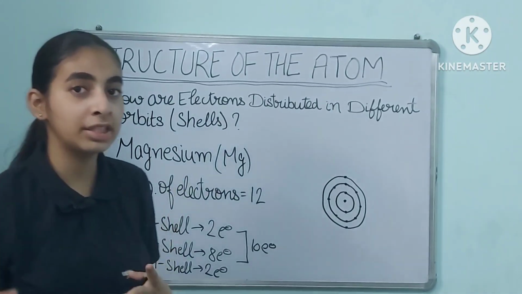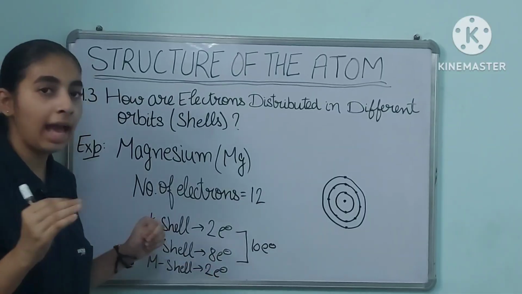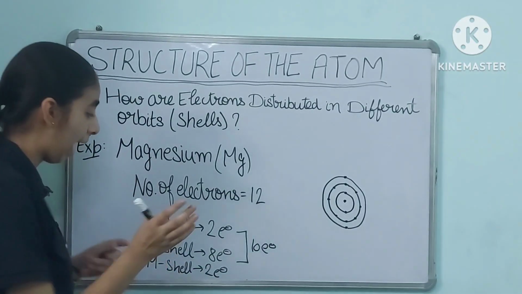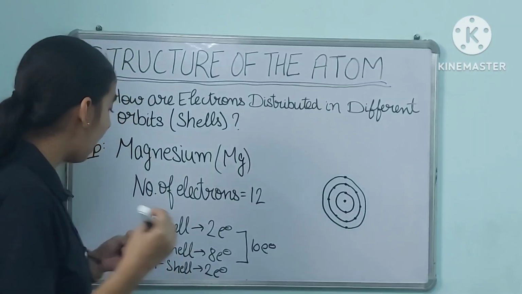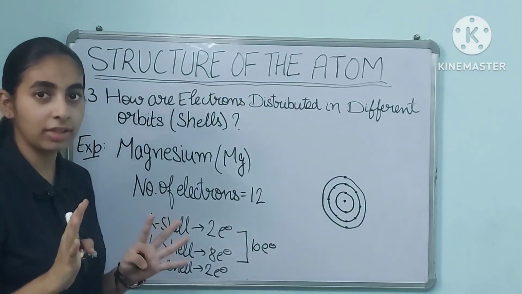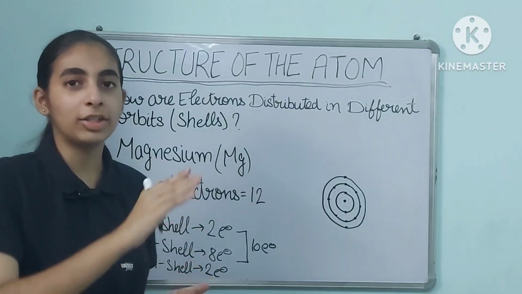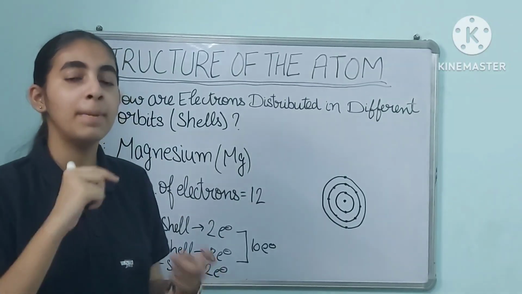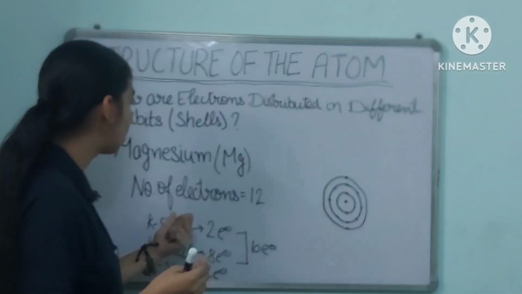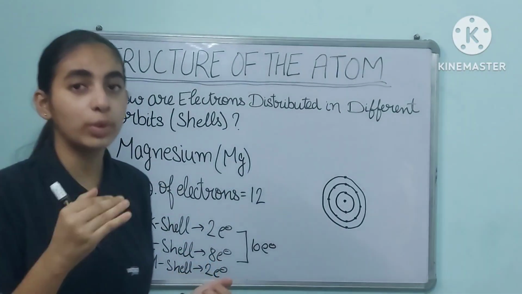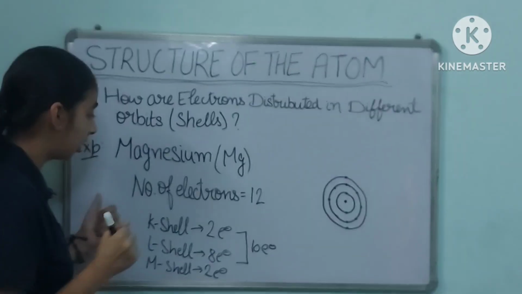If any other element is there, suppose 9 electrons are left after filling the L shell, then I will put 8 electrons in the M shell. Then 1 electron will be left, and I will put that electron in the N shell. The M shell also has a filling capacity of up to 8 electrons, and so does the N shell. This is the electron configuration according to the atomic number. You have to see how many electrons can be distributed in the different orbits or energy levels.